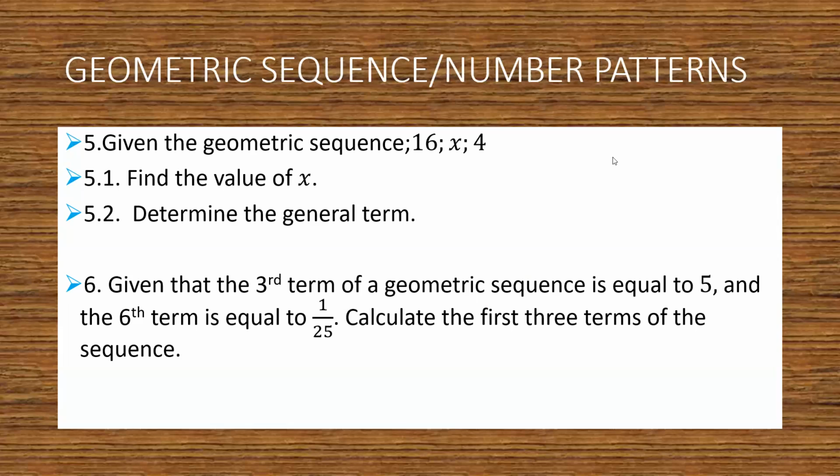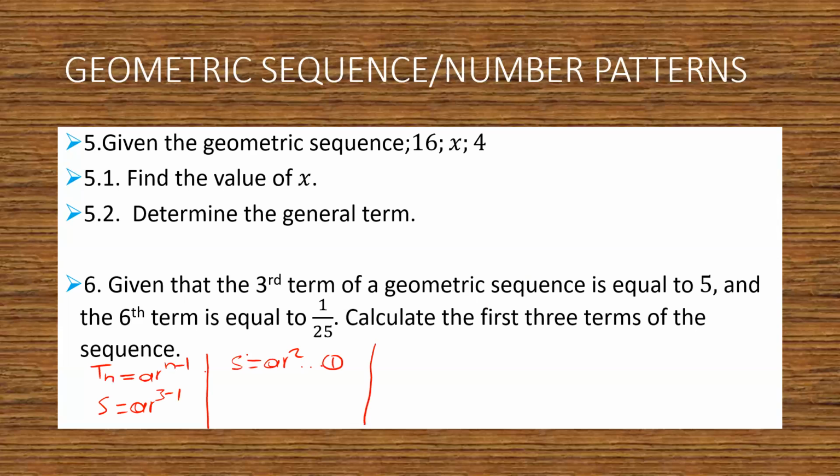Since we have two values of terms, which is term 3 and term 6, I did a simultaneous equation, where Tn equals AR to the power of n minus 1. Therefore, 5 equals AR to the power of 3 minus 1. Therefore, 5 equals AR to the power of 2. This will be equation number one.